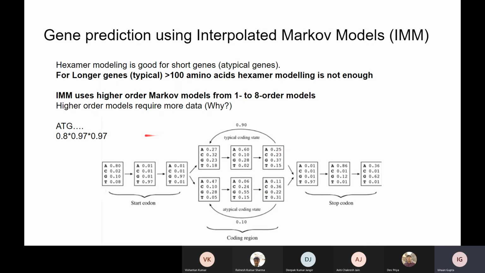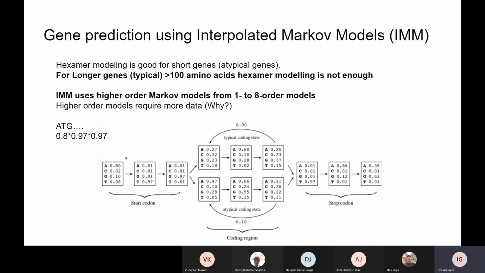These models essentially have a separate model for, let's say, a start codon, so it will be looking for a start codon. Let us say these are the start codon frequencies. A start codon typically has an A in the first position 80% of the time, a T or a U in the second position 97% of the time, and a G in the third position 97% of the time. But as you can see here, there are also start codons which have a G 10% of the time, and a T at the beginning 8% of the time.